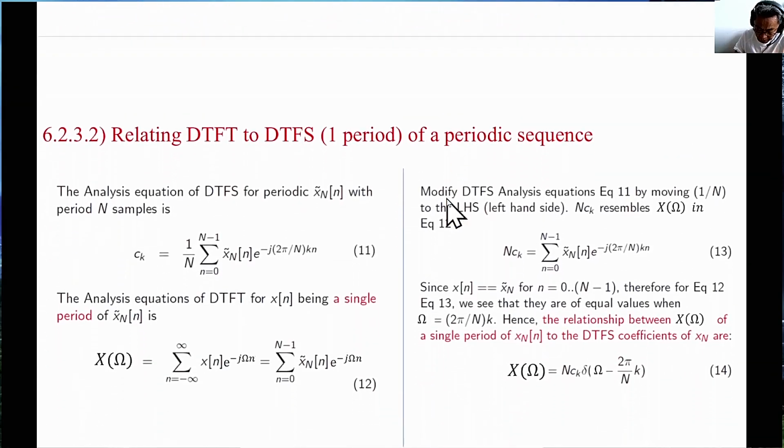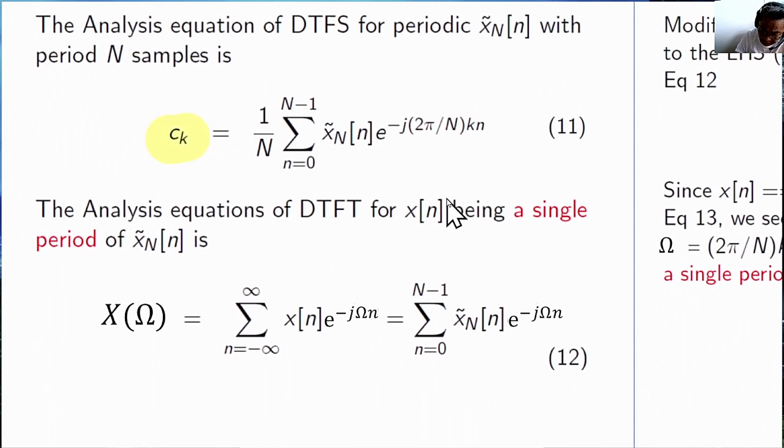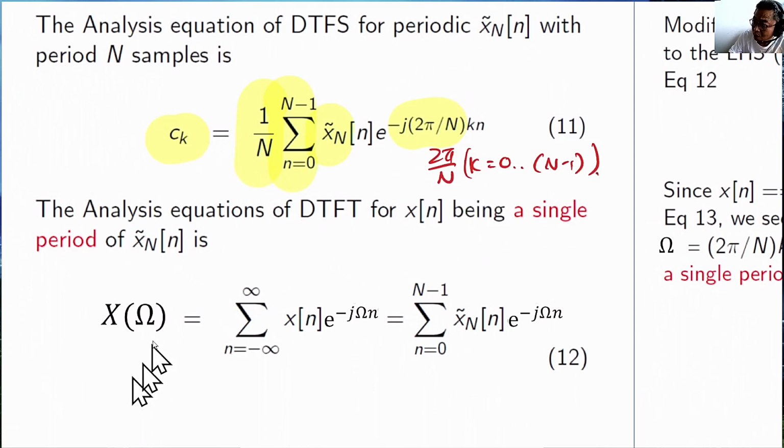We'll go to the next page to see the equation, to recap the equation for the DTFS. We take a single period of x[n] and we evaluate c_k's at these frequencies. We'll start with 2π over N for different k equals 0 to N minus 1. So these are the frequencies we are evaluating to get the c_k's. What about the DTFT of a single period?